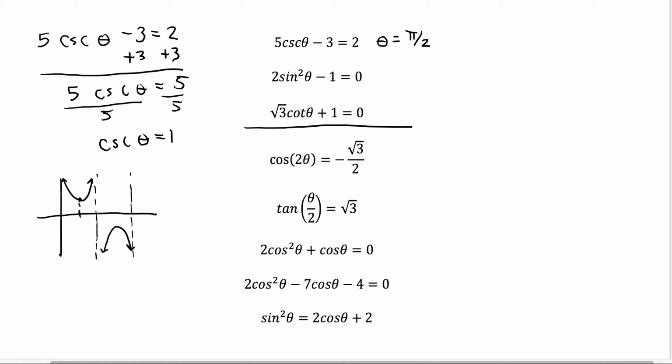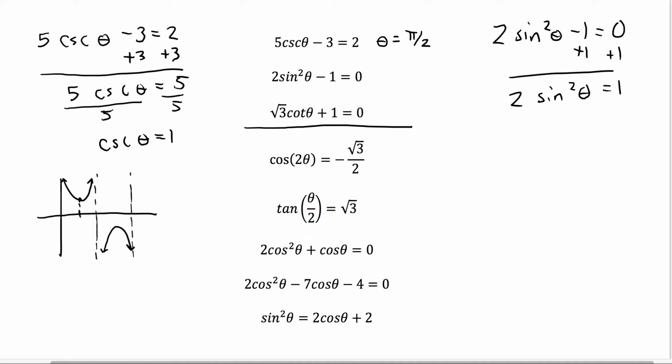For the next one, we have 2 sine squared theta minus 1 is equal to 0. Again, we're solving for the sine theta, so I'm going to add 1 to both sides. That's going to give me 2 sine squared theta is equal to 1. I'll then divide both sides by 2. Sine squared theta is equal to 1/2. I'm then going to take the square root of both sides.